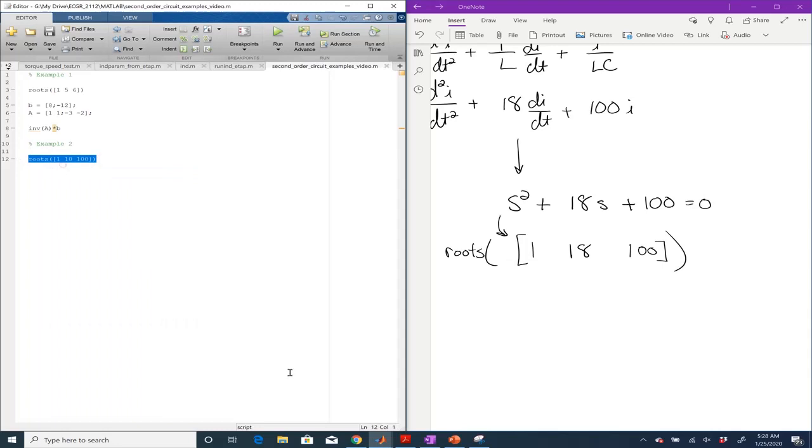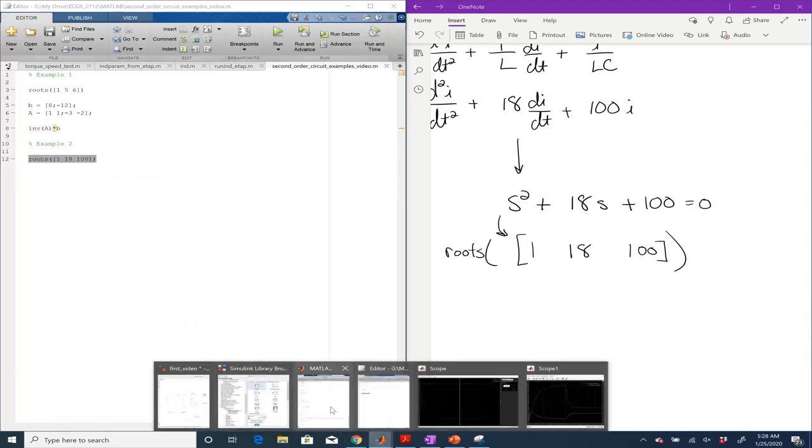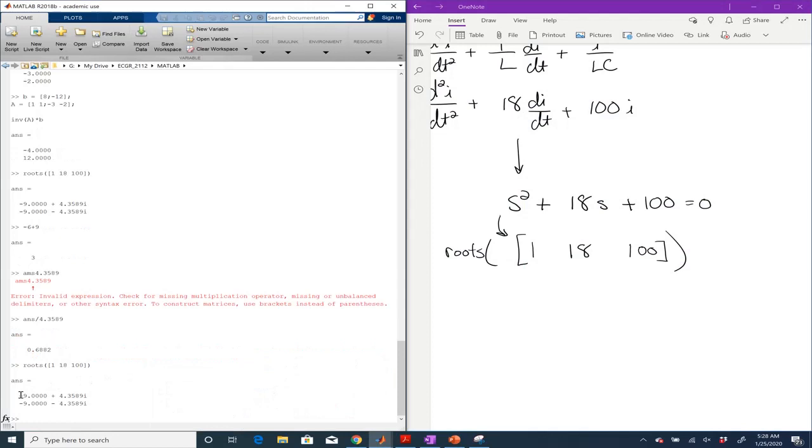I take that and evaluate it. And what do I get? Ooh, I got complex roots. Complex roots tell me that I'm underdamped. I'm going to say s equals -9 plus minus j, the imaginary number, times 4.3589. So this tells me that I'm underdamped.